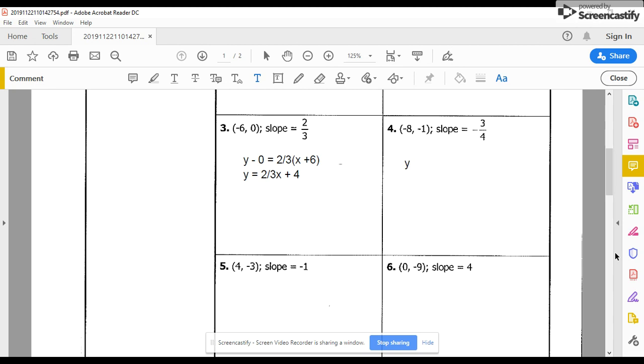Next one is y minus a negative 1, so y plus 1 equals negative 3/4, parentheses, x minus negative 8, so x plus 8. Y plus 1 equals negative 3/4 x, negative 3/4 times 8, it's going to be negative 6. And then subtracting 1, so final answer, y equals negative 3/4 x minus 7.